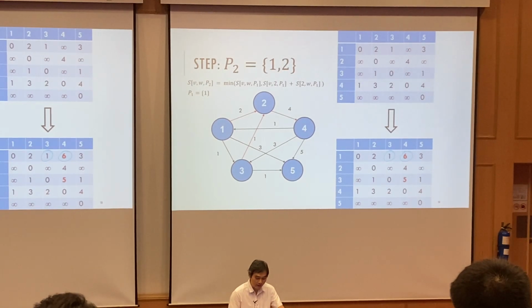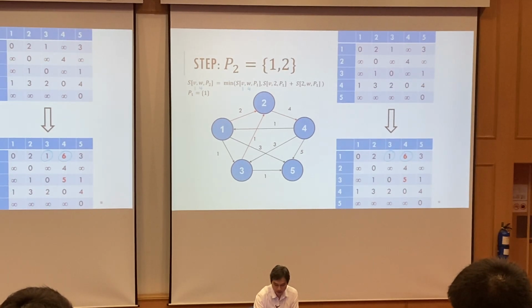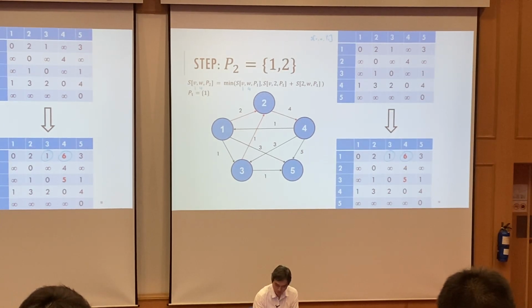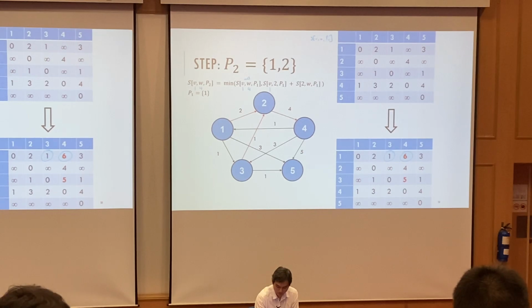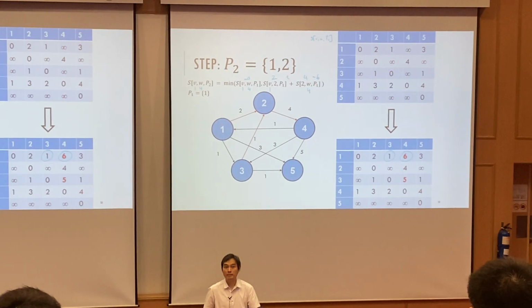To figure it out is very simple. You just substitute inside. If I want to know 1, 4, P2, I look at either 1, 4, P1, which is in the original table, and that is infinity. Or I look at 1 to 2, and then 2 to 4. So 1 to 2 is here, 2 to 4 is here. You just take the minimum, and the minimum is 6.